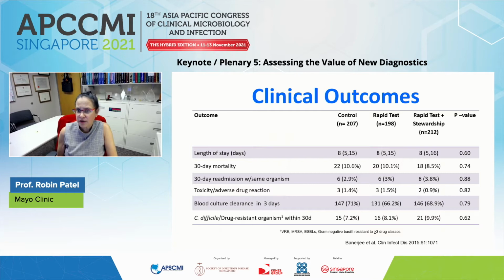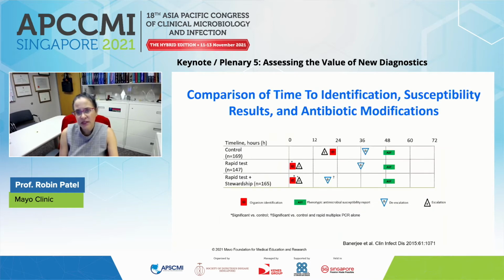But we looked at one other outcome, and I think this is really important to think about, and this is antibiotic use, specifically antibiotic modifications. So here I'm showing you the subgroup of patients who had on-panel organisms, and you see these 3 groups arranged vertically: control, the rapid test, and the rapid test plus the stewardship intervention. And what you see is the panel did identify the organism that was there very quickly. We ran this test 24/7. It's an hour test, and we got those results out very, very quickly.